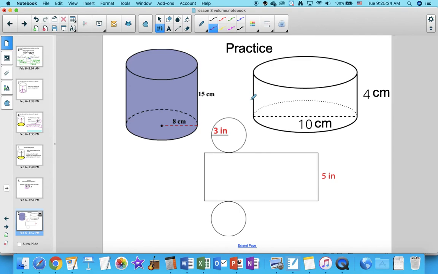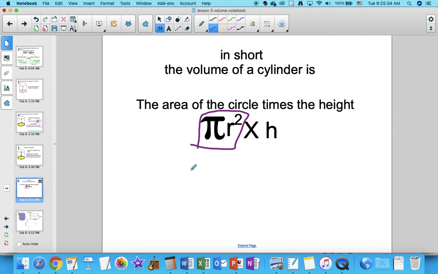Volume of a cylinder isn't as hard as surface area of a cylinder, but it is still tricky because you might confuse area with circumference, right? A common mistake would be to do this, right? 2 pi r times height. And that would be incorrect because you're doing the circumference, right? That would give you a hollow cylinder, not a volume of a solid cylinder.